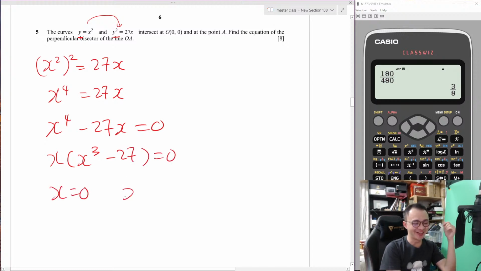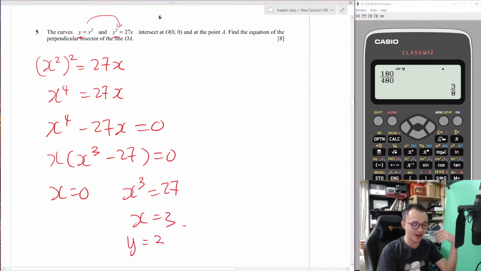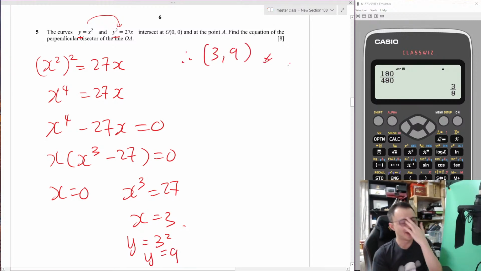Then x equals 0. Then x cubed equals 27. Then x equals 3. Alright, then I want to find the y. Y equals x squared. Then it's 3 squared, y equals 9. Then my coordinate A is (3, 9). Okay, just very easy. I suddenly in my brain came up with something else. I don't know why. Stuck for a while.